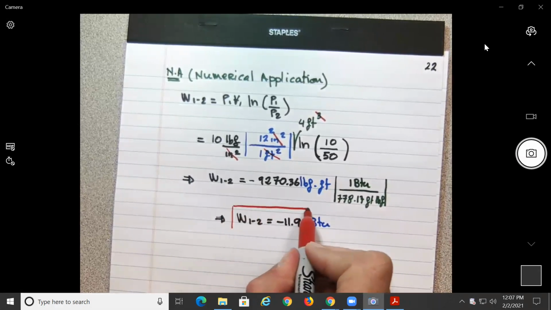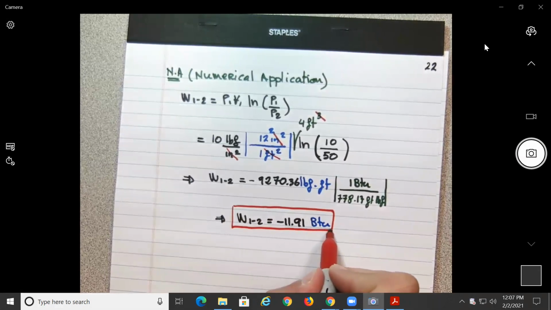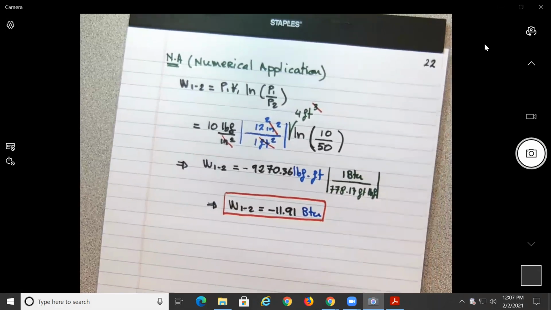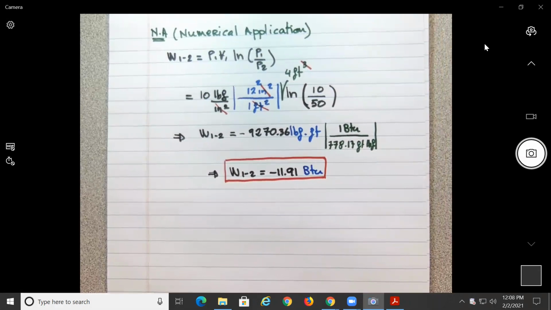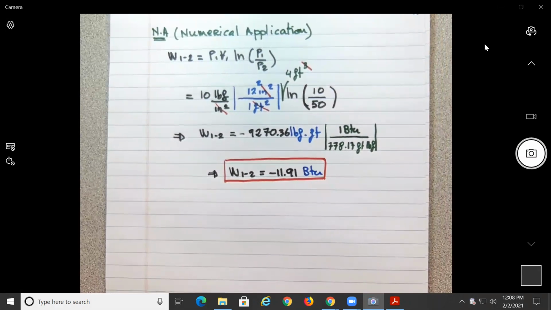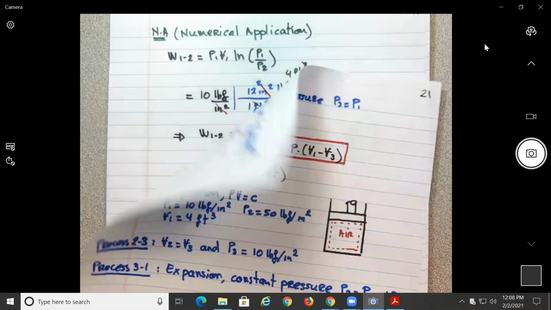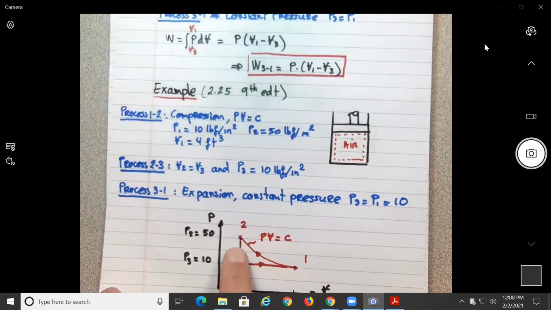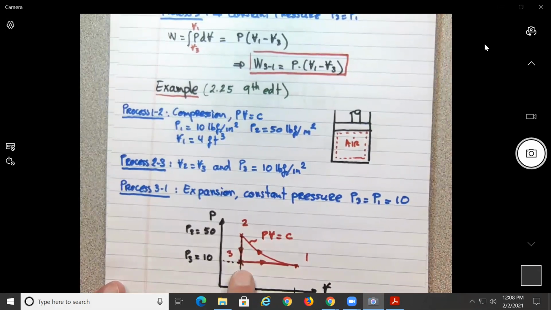Okay, so you see that something tedious about this class are units, and this is nothing. They get a lot worse than that, okay? All right, so now the last process we need to look at is process we did 1, 2. Okay, so we did 1, 2. Now, process 2, 3 is going to be very quick. What should be the work between process 2 and 3? 0, because the volume is constant.